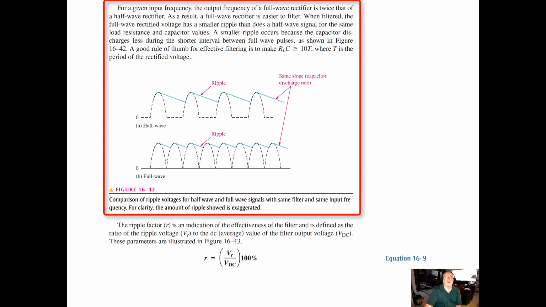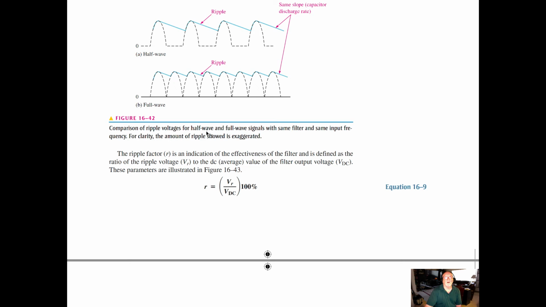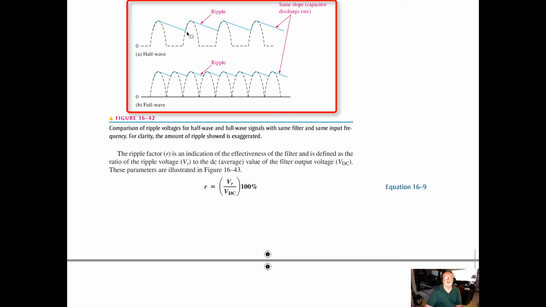A good rule of thumb for effective filtering is to make the RC time constant much greater than or equal to 10 times the period T, where T is the period. So we can see here what the difference looks like between a half wave and a full wave rectifier.